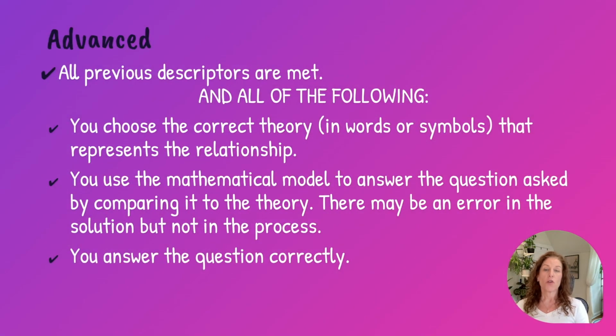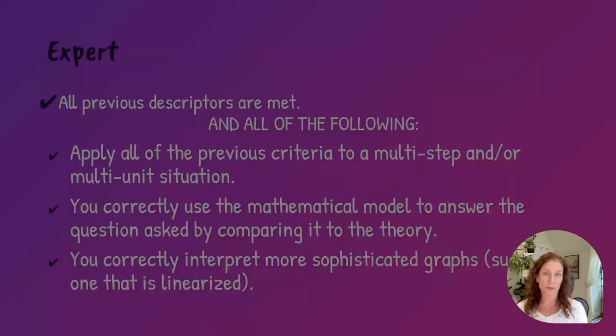Advanced means you're going to now overtly communicate what theory you're using. It could be in words. It might be in symbols with like an equation. Then you use the mathematical model for sure, and you do that correctly by comparing the mathematical model to the theory. Okay, you can have an error in your solution, but not in the process of doing it. Okay, the answer should be correct.